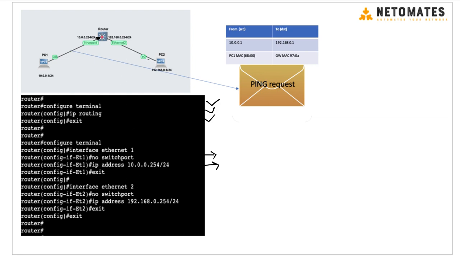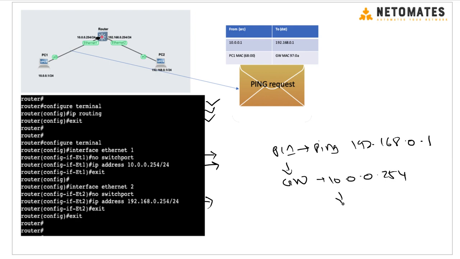So for Ethernet 2, where it is connected to PC2, I have configured 192.168.0.254 on this particular interface, which will be used as the PC2 gateway. So now what will happen is, when we try the command PC1 ping 192.168.0.1, it will check its gateway configuration, and it knows what the PC1 gateway is. It is 10.0.0.254. So it will send an ARP request.